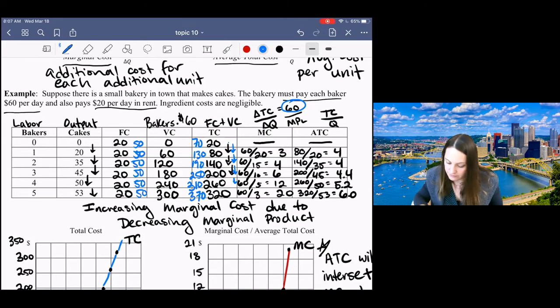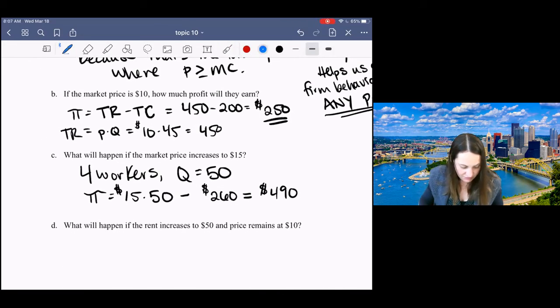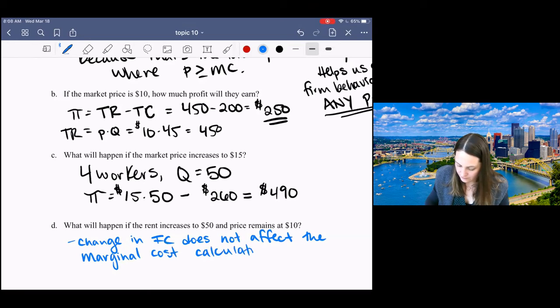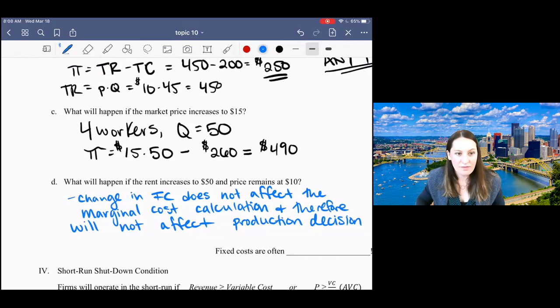Okay? So, what have we learned here? We have learned that a change in fixed cost will not affect our marginal cost calculations, and therefore will not affect the production decision. However, it will affect profit.